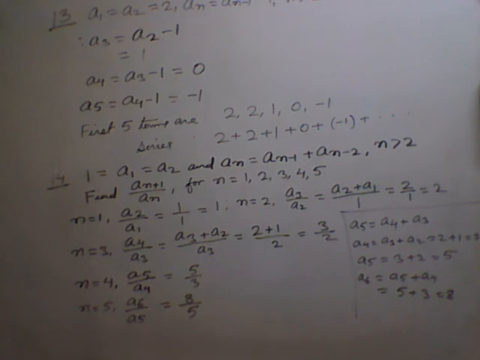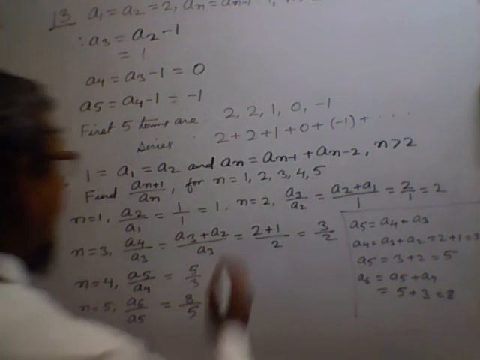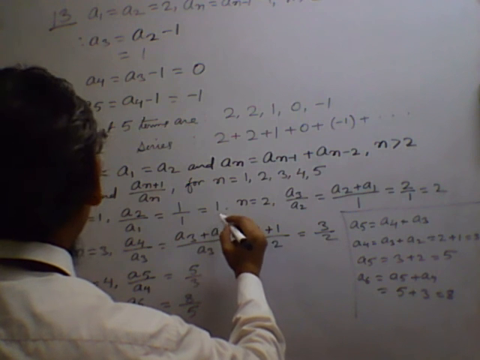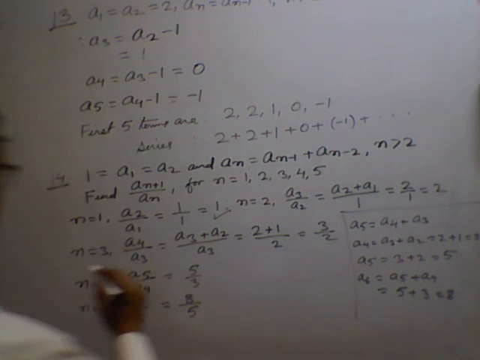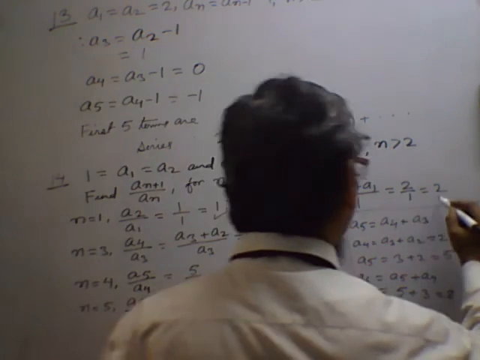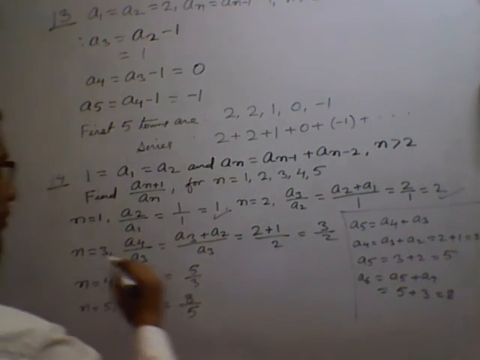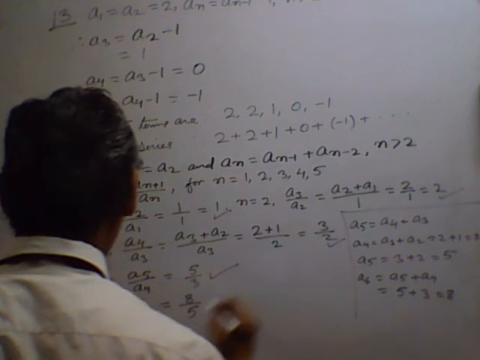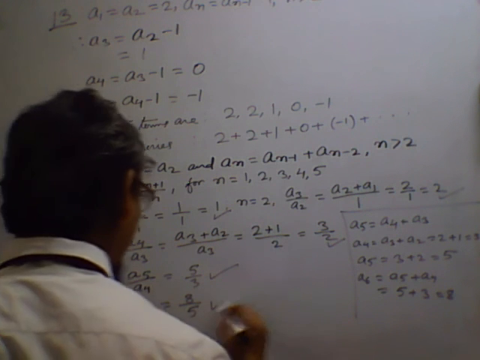So we have got the value of everyone. When n is equal to 1, we have got this value. When n is equal to 2, we have got this value. When n is equal to 3, we have got this value. And when n is equal to 4, we have got this value. And when n is equal to 5, we have got this value.